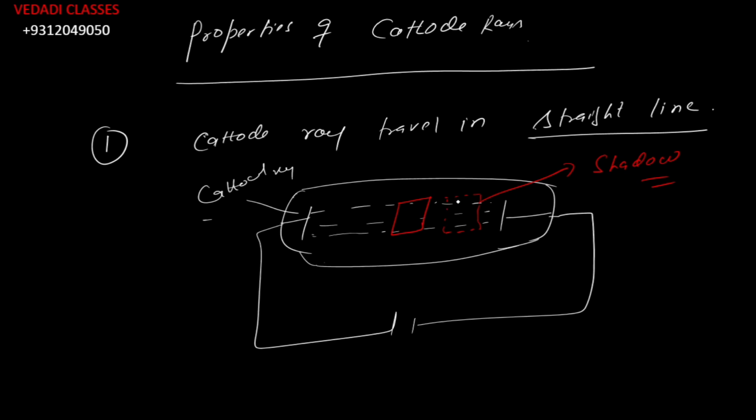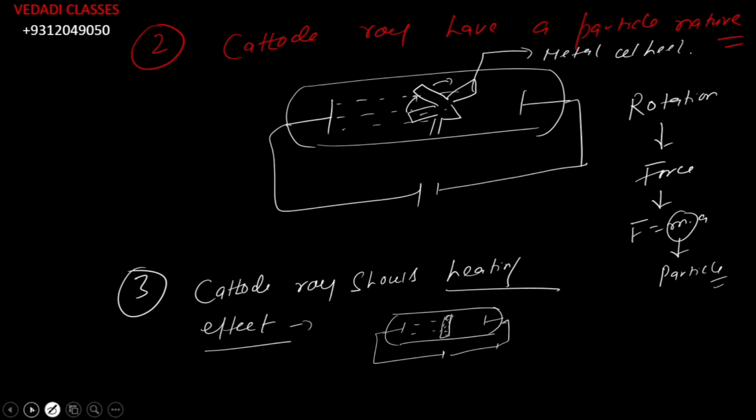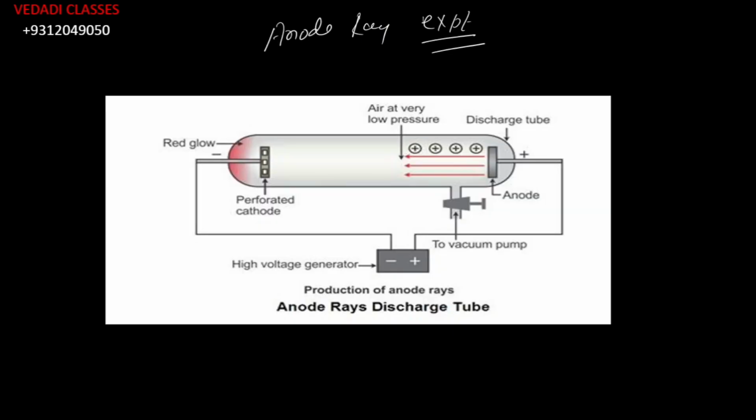In the similar manner, as we got the idea, as you put some obstacle in front of the cathode ray, similarly we will put some obstacle in front of the anode ray, and it will show a shadow. Suppose we put an obstacle over here, then it will show some shadow. So it will prove that anode rays travel in a straight manner.